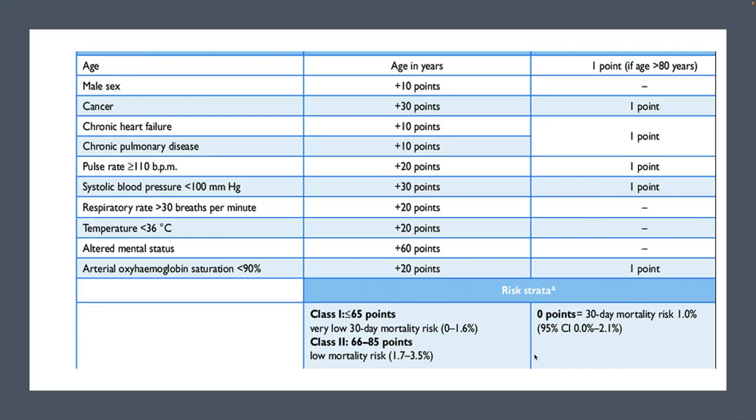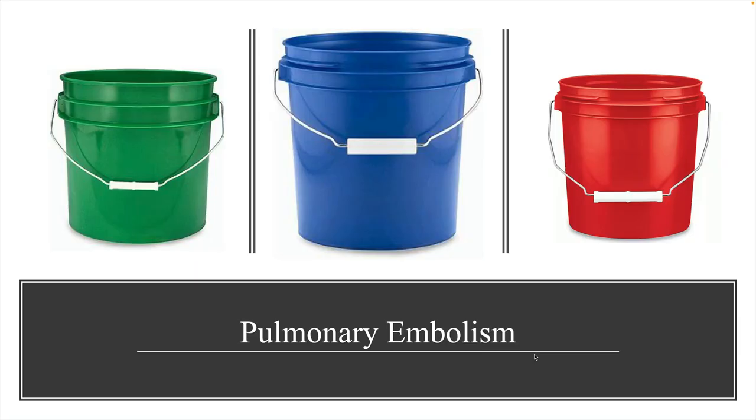All right, the next bucket is our larger PEs, or our more moderate size PEs. We might call these submassive pulmonary embolisms. On this screen, you'll see the PE in the left pulmonary artery, so that's the right side of your screen, and you'll see that it's pretty significant clot burden there.